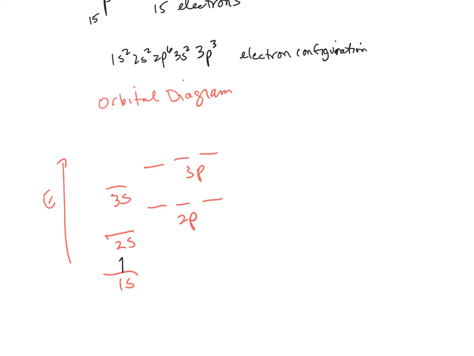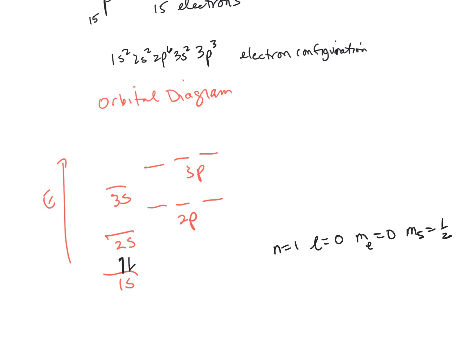So you have n equals 1, L equals 0, M sub L equals 0. This first one is M sub S is 1/2. The next one is all the same, but M sub S is -1/2. So let me write that down. For what I just said, you've got n equals 1, L equals 0, M sub L is equal to 0, and M sub S is equal to 1/2.